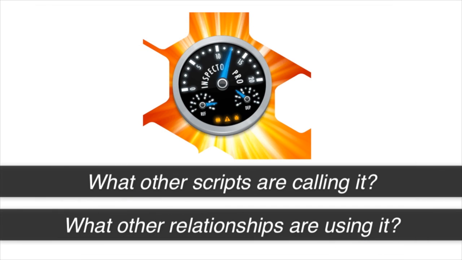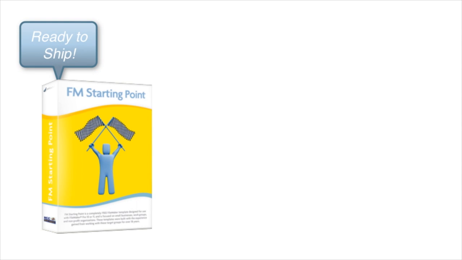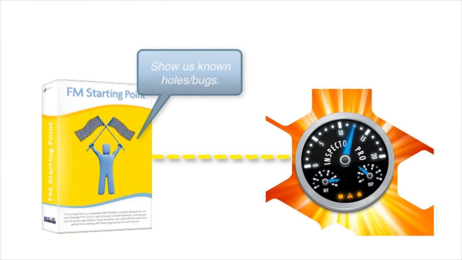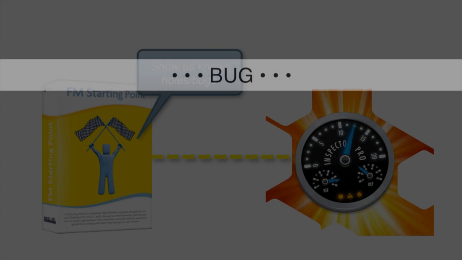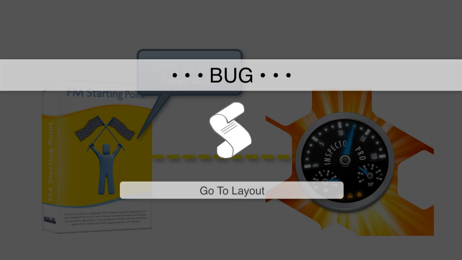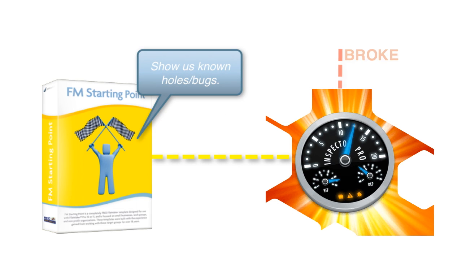That's one possibility. Another way that I really use InspectorPro 5 is before we ship FM Starting Point, we run an analysis of FM Starting Point and we say, show us all the known holes or known bugs in FM Starting Point. But when I say bug, I don't mean that FM Starting Point behaves in an unexpected way. I mean like you run a script and the script says go to a layout, but the layout doesn't exist. That's an obvious hole or a bug, where InspectorPro can determine that something is broken. Not a little bit broken, but really broken.